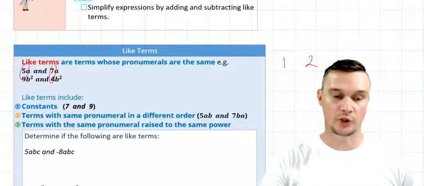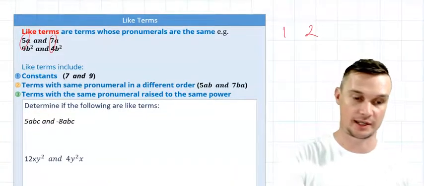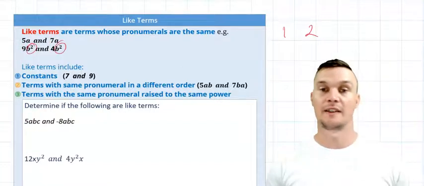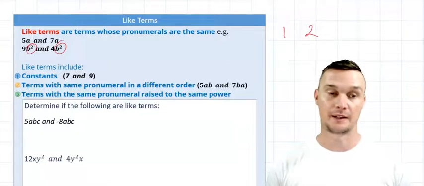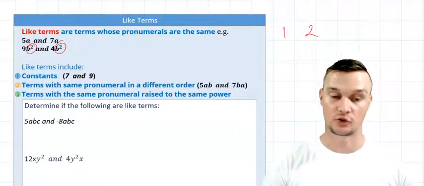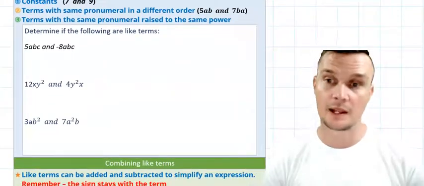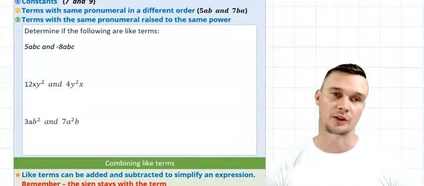You also can have terms with the same pronumeral raised to the same power. Our example here is b squared for these two. They are the same pronumeral and it's raised to the same power. That's the key thing you need to make sure that you understand. So let's look at a few examples. We've got a couple of pairs here, and we want to determine if the following are like terms.